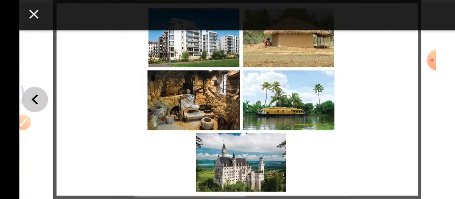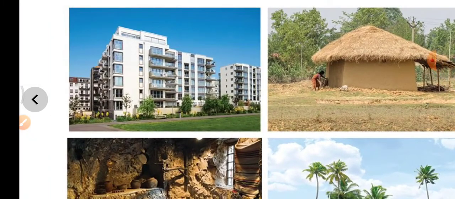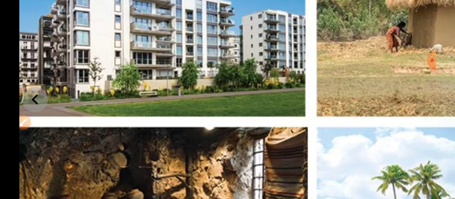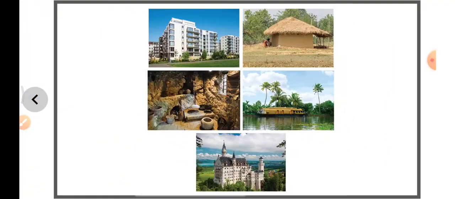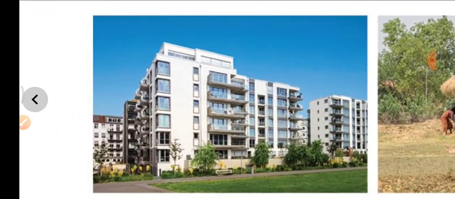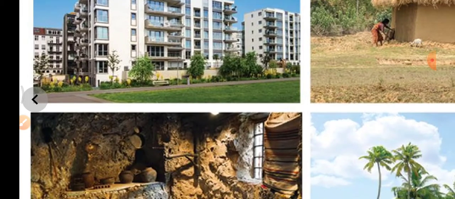So Step 2. Now, listen to the clues. Find out the correct house for each person from the chart. So the first picture is a multi-story building. This is where Sarah lives. Sarah lives on the 8th floor of the building. This is the multi-story building where Sarah lives.